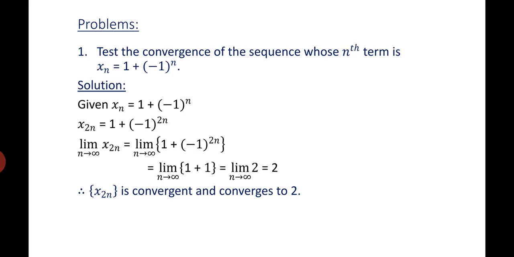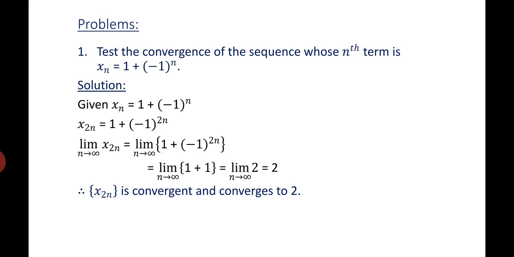Now let's solve the problems. Test the convergence of the sequence whose nth term is given by xn is equal to 1 plus (minus 1) whole power n. Here we are supposed to find x2n and x2n minus 1. So let's find out x2n. Wherever we have n, we are replacing it by 2n. So I get x2n is equal to 1 plus (minus 1) to the power of 2n.